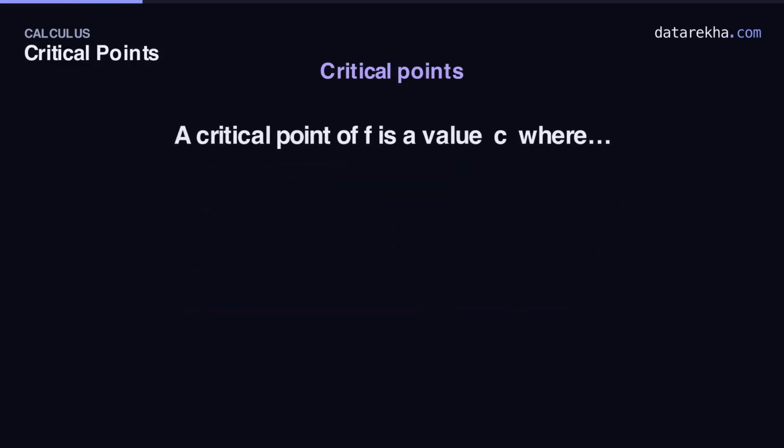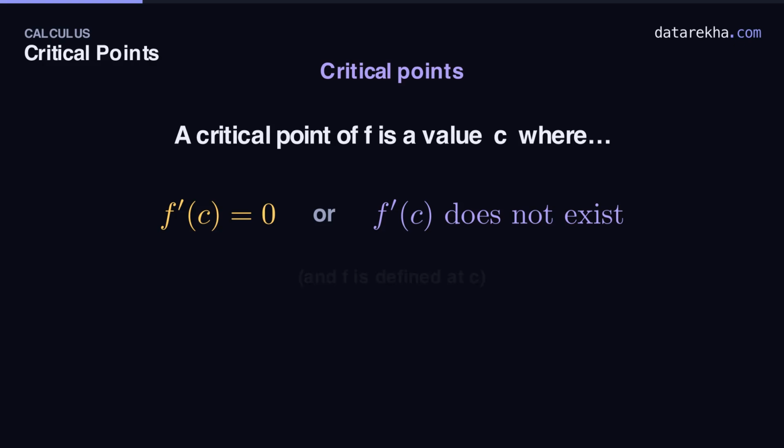Let's pin this down precisely. A critical point is an input, c, where one of two things happens. Either the derivative there is zero, or the derivative doesn't exist. The curve passes through, but has no well-defined slope there, like a sharp corner or a cusp. Either way, c is a critical point, provided the function is defined there.